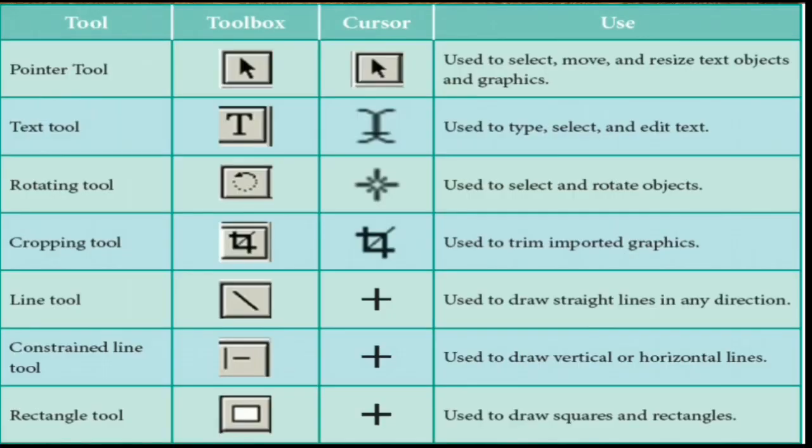The pointer tool is the main tool used in PageMaker for selecting text, moving text, moving any kinds of graphical elements, or resizing them. For this purpose, the pointer tool is used. Followed by the text tool. The text tool is basically used for typing text.